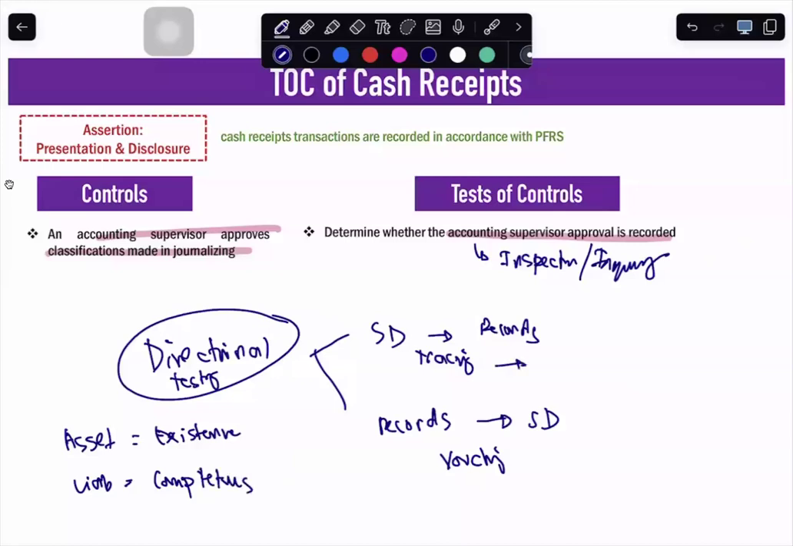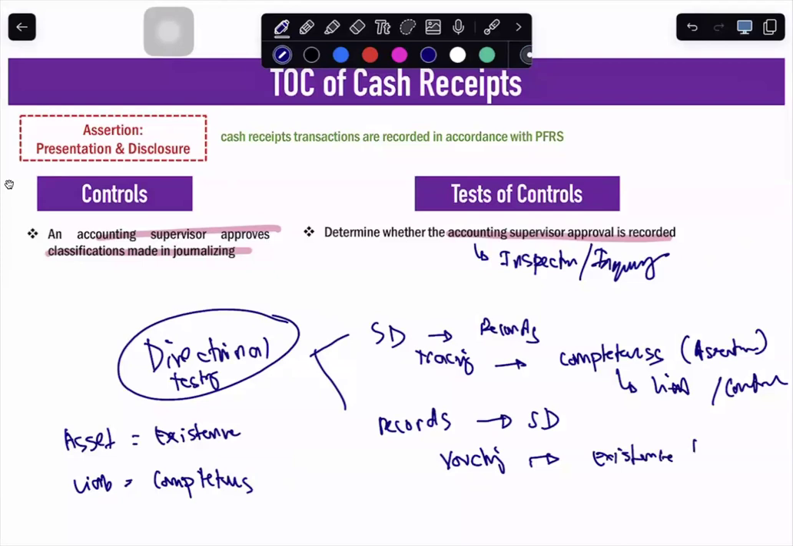Now, tracing is for completeness assertion. Okay? Tracing is for completeness assertion. So normally, this is applied to your liability or your contra accounts. For vouching, this applies to assertion of existence.